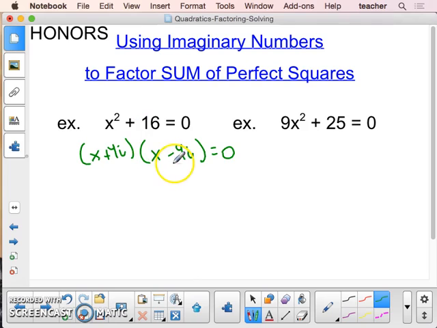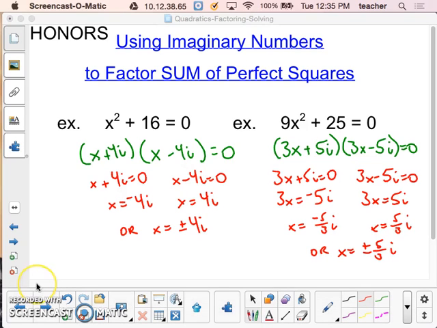Go ahead and try the other one on your own. Solve both of them and pause the video. When you come back, you'll be able to see whether you were right. Okay, check your work. Jot down any questions that you have, and we'll address them together in class.